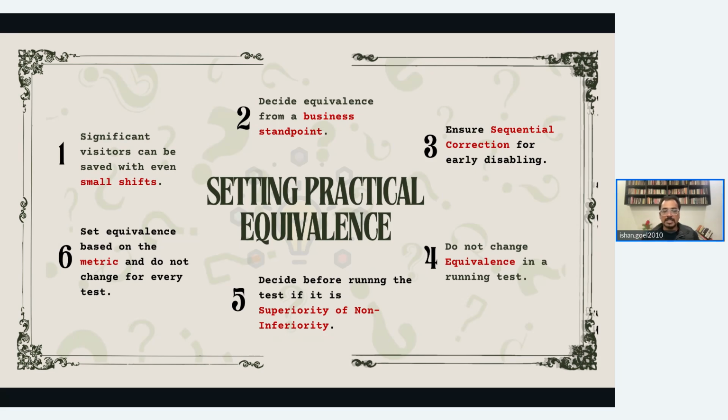And actually, I'll cover the sixth part as well. Sixth tip, you should ideally have an equivalence region individually defined for every metric that you are dealing with. And you should not change it in every test. Ideally, a metric should define what is equivalent for that metric. Finally, the last tip is that you should decide before running the test whether it's a superiority test or non-inferiority test, and you should not keep switching in between. That's not a good strategy.